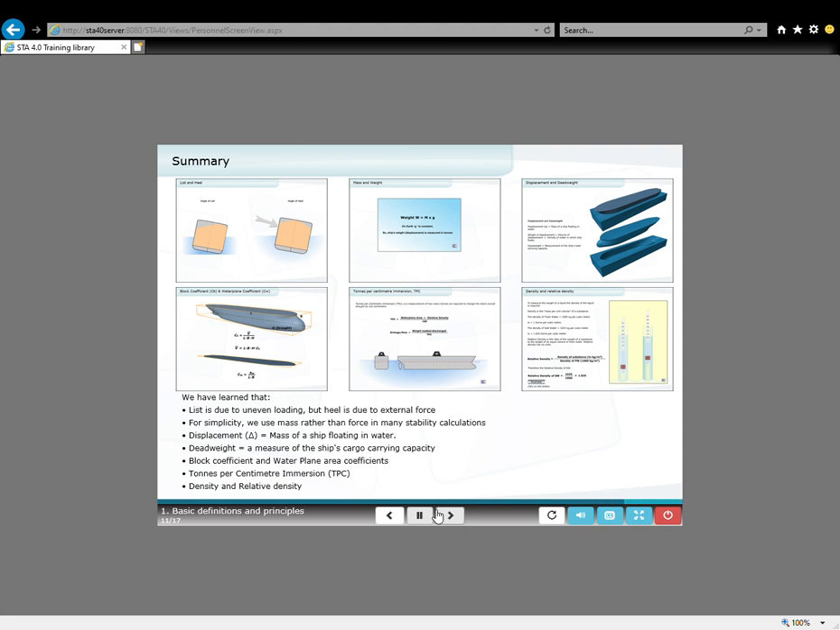Since the density of fresh water is 1,000 kilograms per cubic metre, relative density is also the density of a substance expressed in tons per cubic metre.